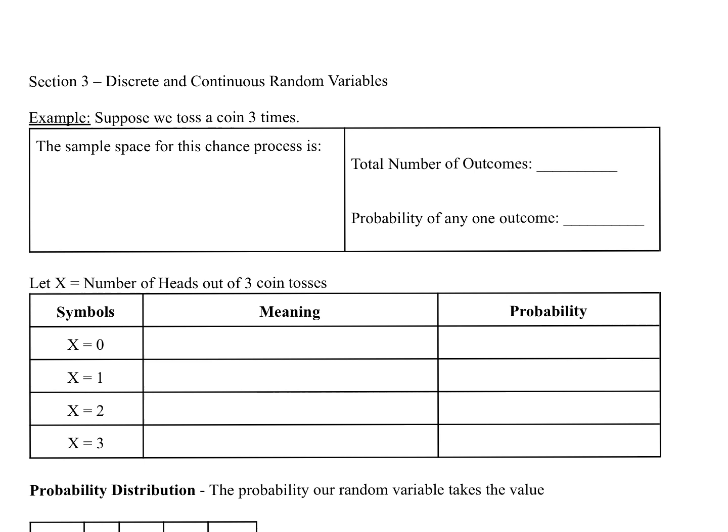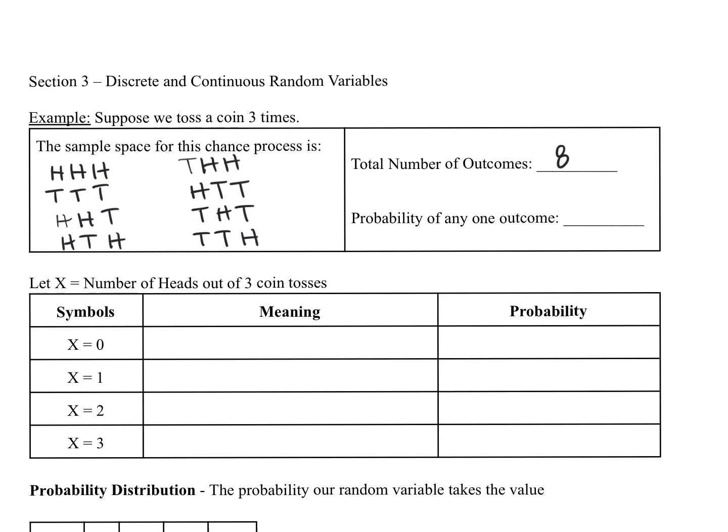So let's go back to the example where we toss a coin 3 times. We already know that we have 8 outcomes for the sample space. We can get heads 3 times, tails 3 times, and then we have our combination of getting 2 heads and then 1 heads. So that gives our total of our 8 outcomes. The probability of any one outcome is going to be 1/8.